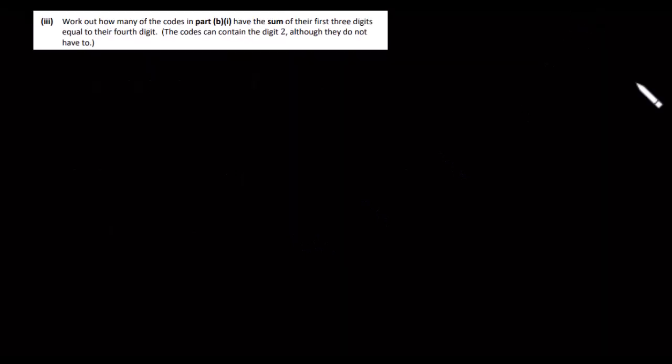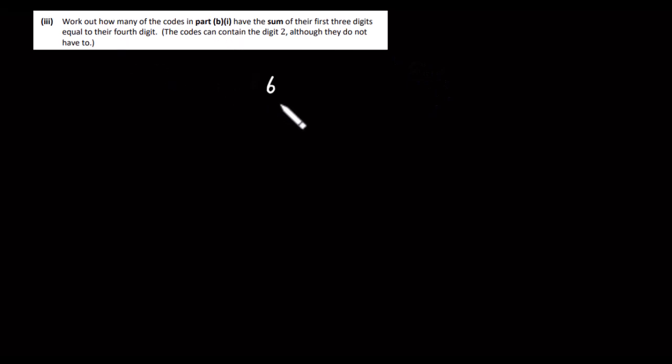Work out how many of the codes in part B1 have the sum of their first 3 digits equal to their 4th digit. The codes can contain the digit 2, although they don't have to. So let's have a look at the lowest number that we can have at the end, and that's actually going to be 6. If you have any lower number, let's say 5, there aren't 3 different numbers that will add to give you 5. The 3 lowest numbers are 1, 2, and 3, and they add to give you 6. So we're going to have to start with 6.